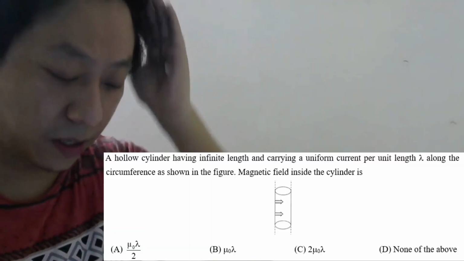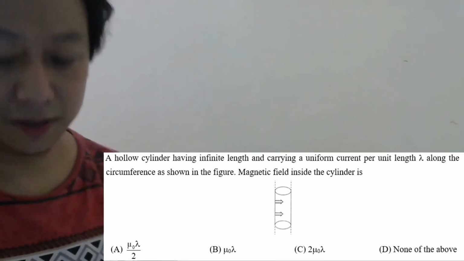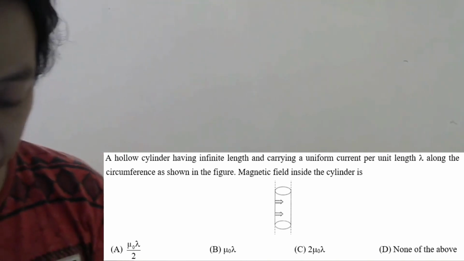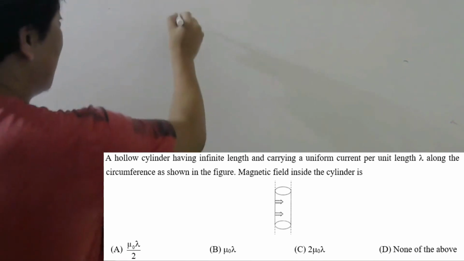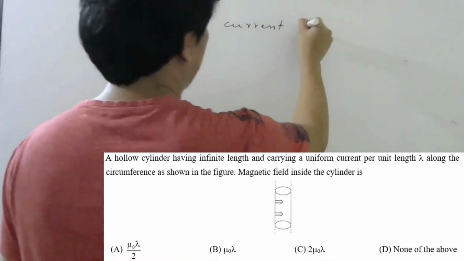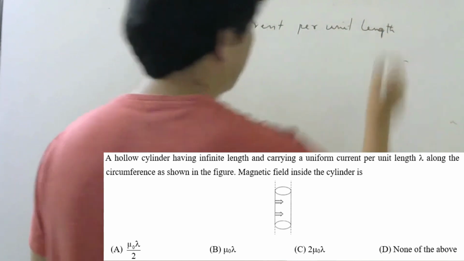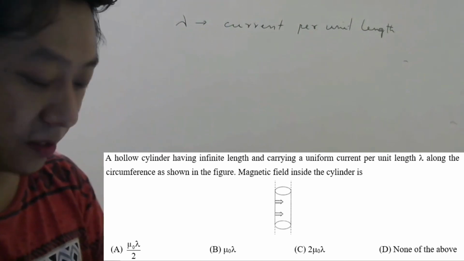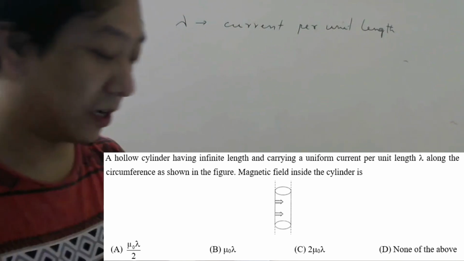Listen carefully to the question. A hollow cylinder having infinite length, carrying a uniform current per unit length lambda. So lambda is something very interesting. It is current per unit length. What does it mean? We'll see. Along the circumference as shown in the figure. So the current is along the circumference of the hollow cylinder.